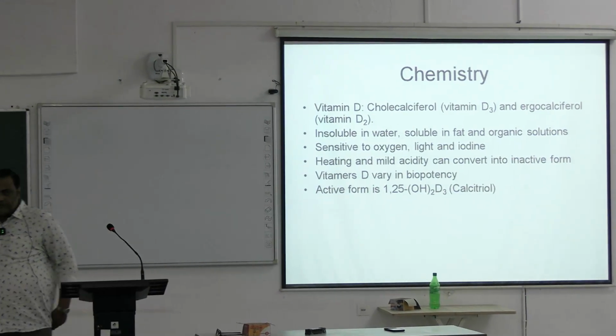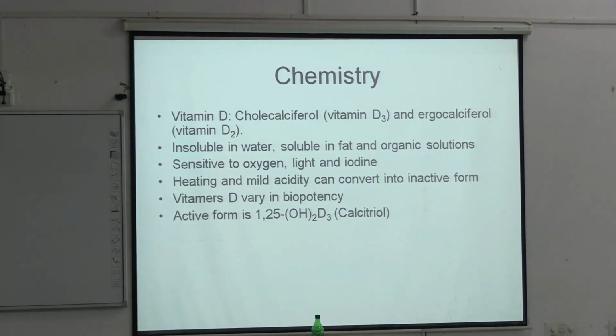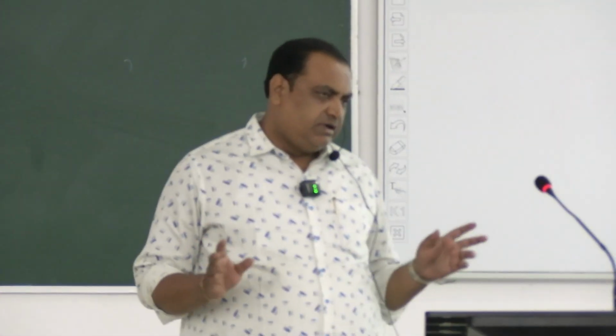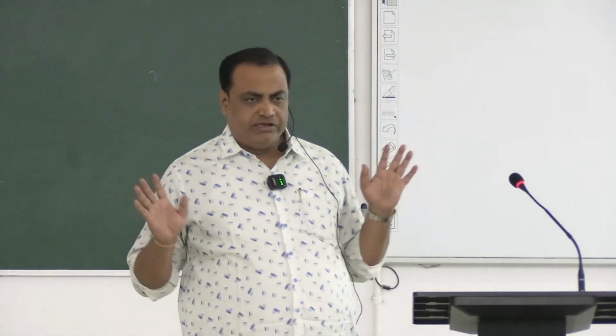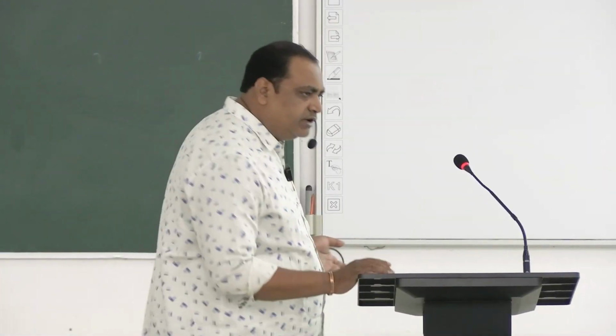Vitamin D is called calcitriol. The vitamin D that is required in the animal body is called calcitriol. It has got two forms, D2 and D3. The D2 form is found in plants. The D3 is found in animals.